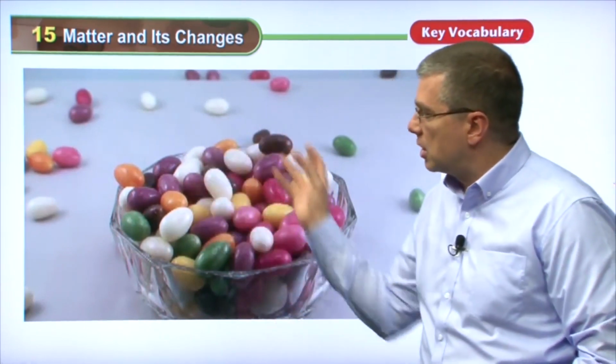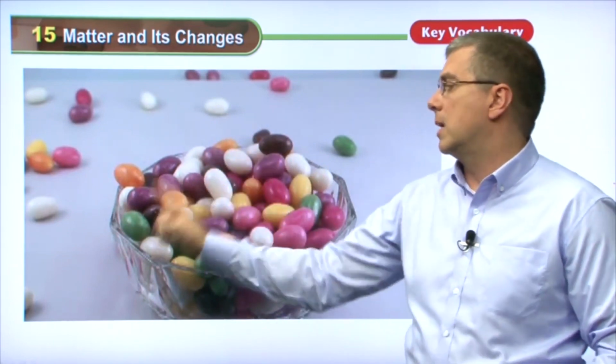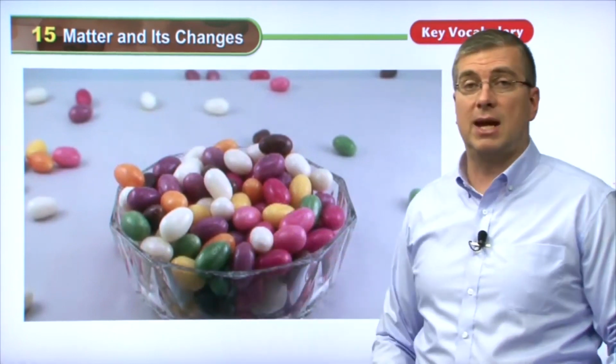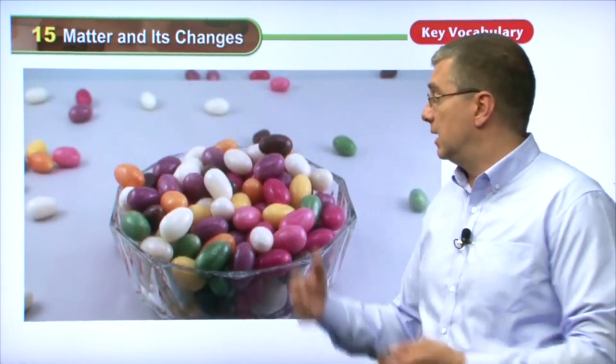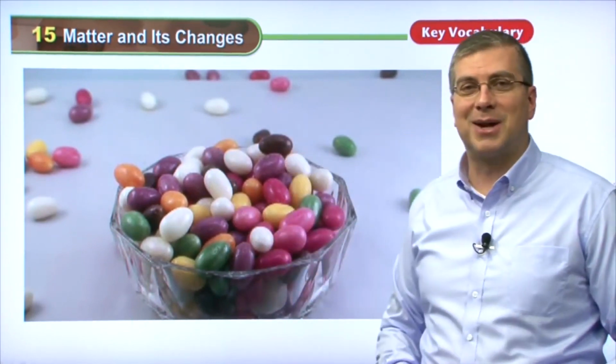So this is a mixture of candy, different colors. We have white, we have purple, we have orange, we have yellow, we have green. It's a mixture of different colors. It's all the same type of candy, but it's a mixture of colors. It's more attractive this way, and I'm going to steal a piece and eat it.